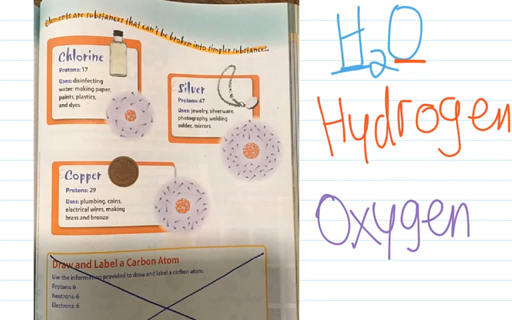Now, hydrogen and oxygen are elements. You're probably like, wait, what? Yes, hydrogen and oxygen are elements. Make sure you write that down. Hydrogen and oxygen are elements. Okay? Write that on the box where it says draw and label carbon atoms. Okay. Now remember that because that might be on your test coming up.